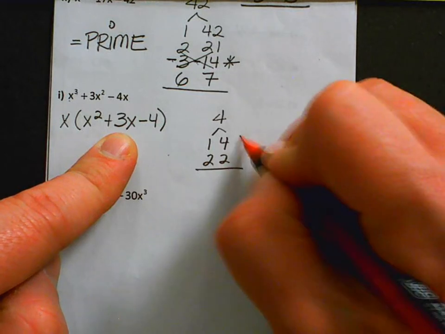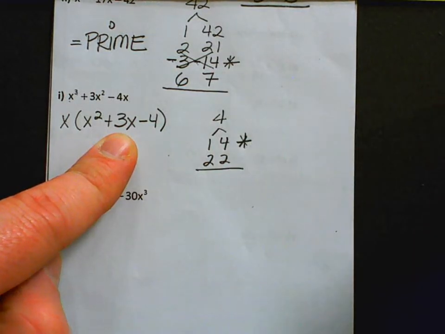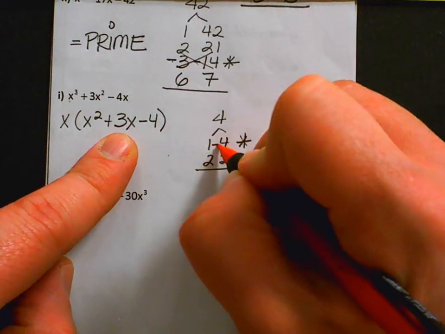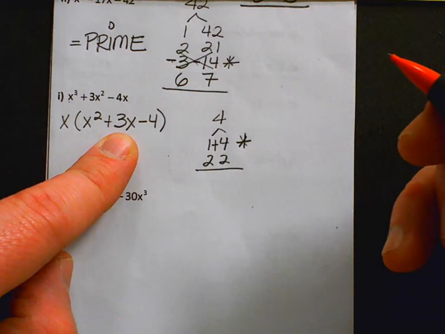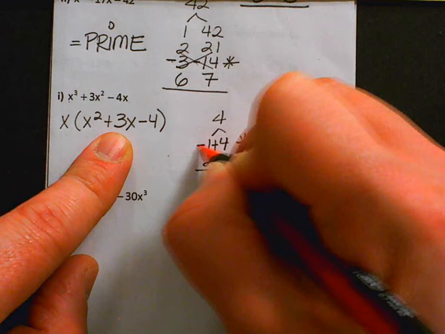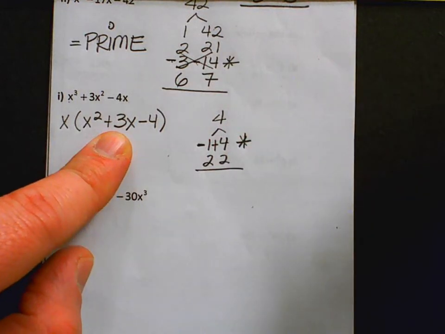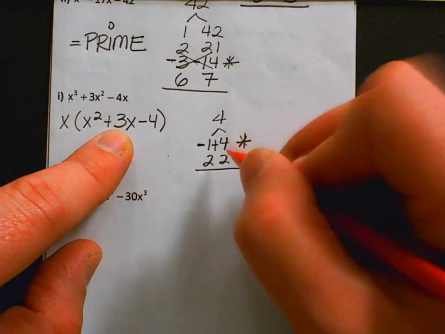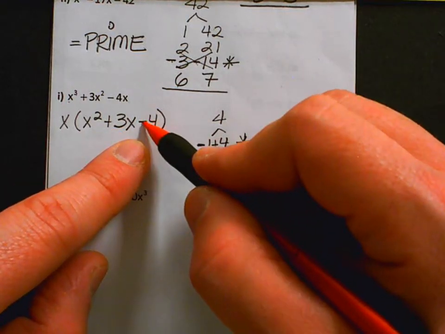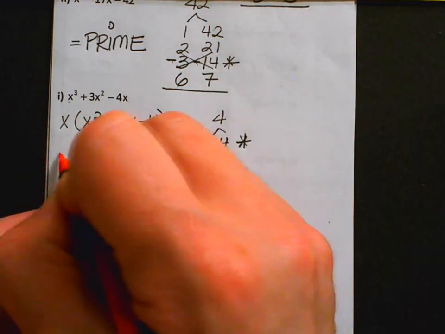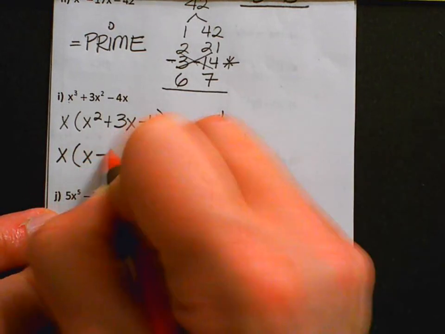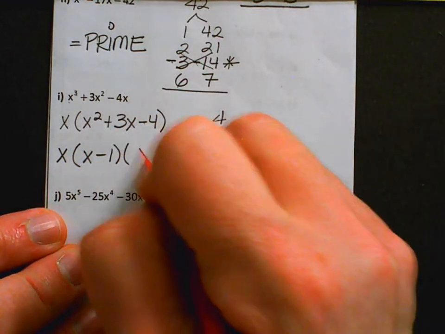And the middle term is a positive sign. So that means the biggest digit will be positive. And if I have a positive 4 and I want a 3, that means the 1 has to be negative. And final check. A positive times a negative. Does it give me a negative? Yes, it does. So that means my answer is, you need to copy that, bring down the x. This would be x minus 1 and x plus 4. So that will be my answer for this problem.